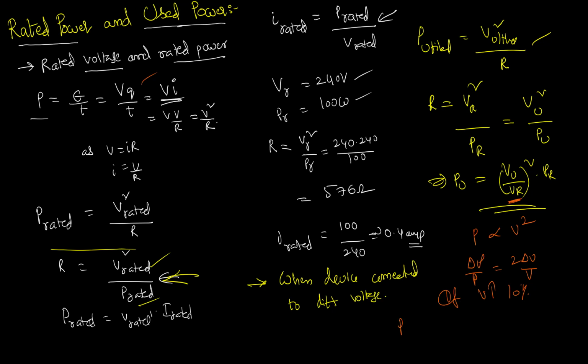power utilized is directly proportional to V square, or P1 by P2 is equal to V1 by V2 whole square. That is, V1 is V, V2 is 1.1 times V, whole square. That is 10%: 100% plus 10% is 110%, and 110% is 110 by 100, that's 1.1. Squared, that's 1.21. It implies P2 becomes 1.21 times P1. That means delta P is 21%, from 100% to 121%. This is how we can calculate and solve the problems. Thank you for watching.